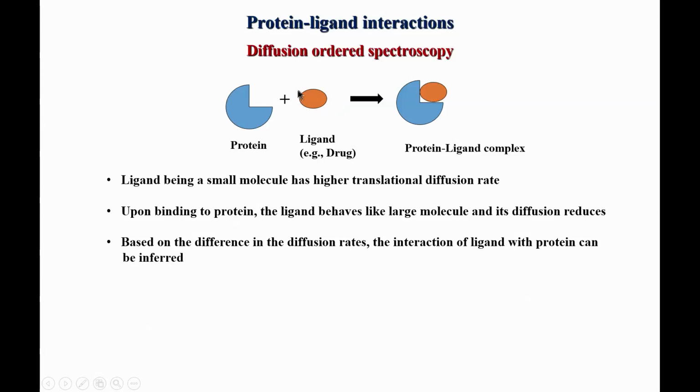So, the diffusion that you will measure or observe in the spectroscopic technique will not be the free ligand diffusion rate, neither will it be the diffusion in the bound form. What you will observe in a loose binding situation is that the diffusion will be an average of these two states. Okay. So, that is the case with a weak binding scenario.